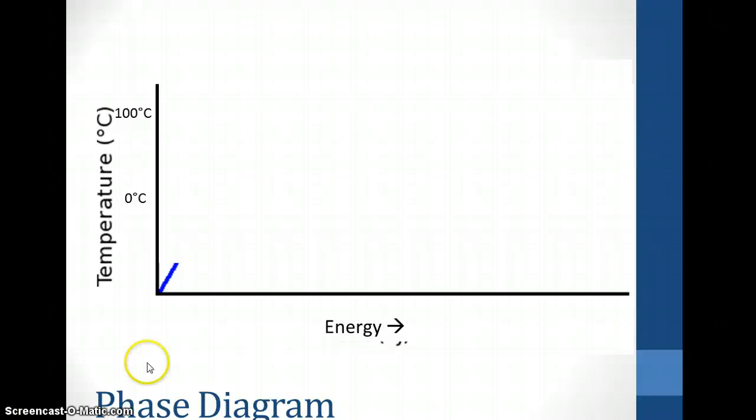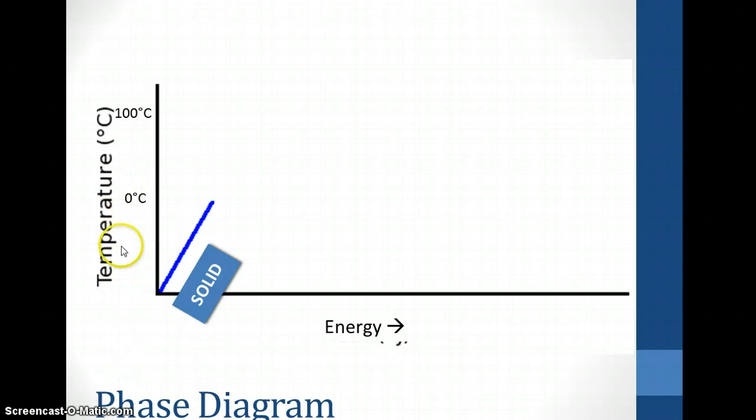As you can see in the phase change diagram, on the bottom there is energy, and on the y-axis on the left side there is temperature. So the first phase in a phase change diagram will always be a solid. The reason why is because solid particles move the slowest, so they have the least amount of energy, and they are usually the coldest because they have the lowest temperature.